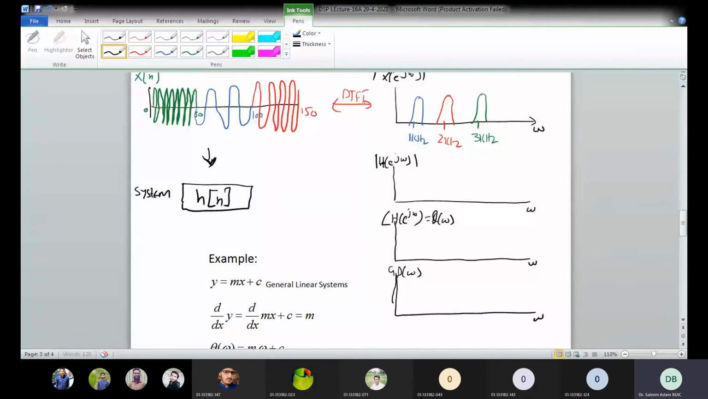Now we are considering that our system has a constant magnitude response, as we assumed earlier. So let's assume this is 1. It allows all frequencies, 1 kilohertz, 2, 3, to pass through the system without any filtering. Let's consider the phase response of the system now.